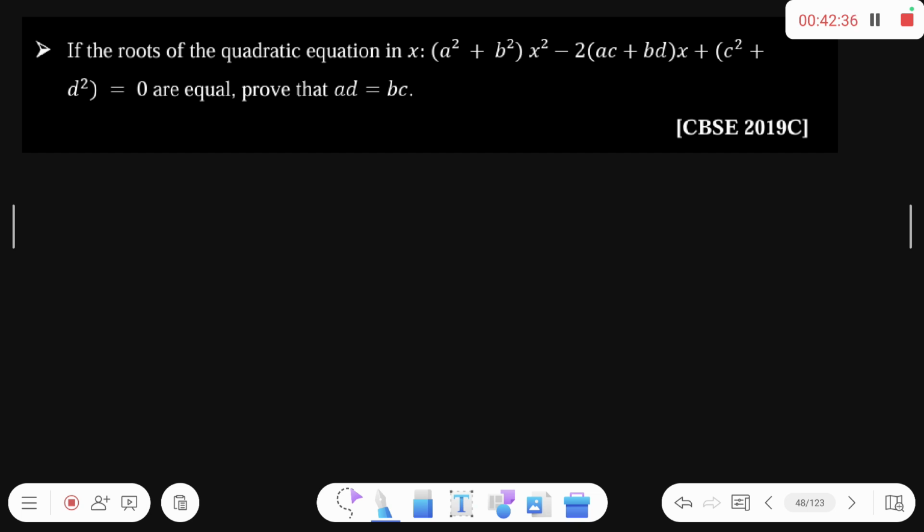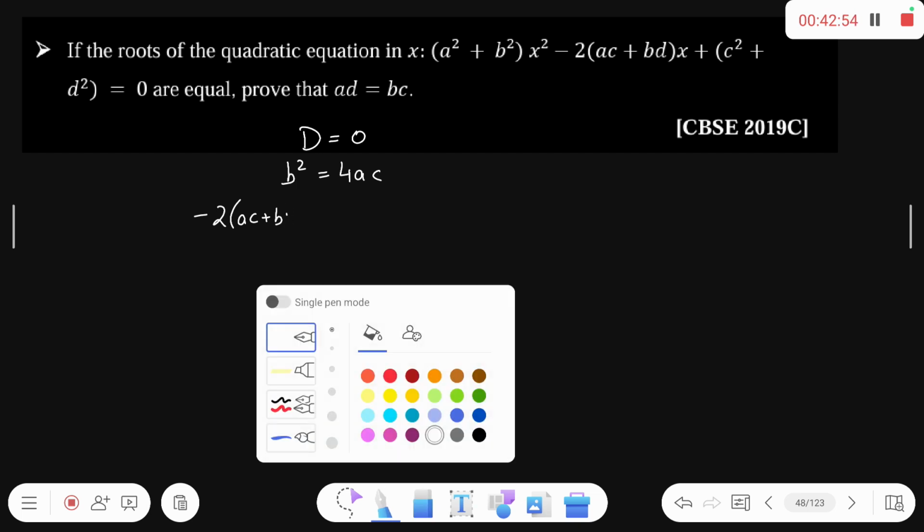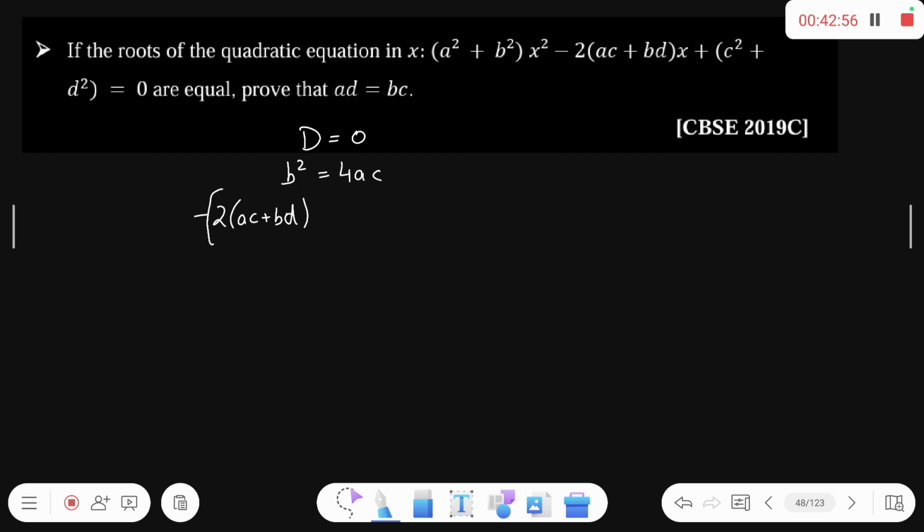Next is, if the roots of the quadratic equation in x are equal, prove that ad is equal to bc. If roots are equal, then determinant is 0, or I can say b square is equal to 4ac. Now put here b square is minus 2ac plus bd whole square is equal to 4, a is a square plus b square and c is c square plus d square.